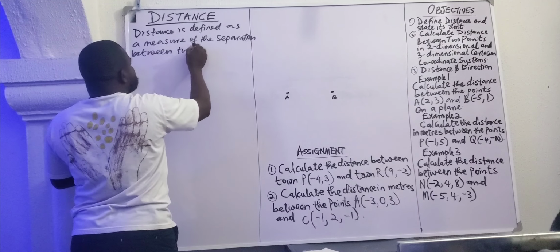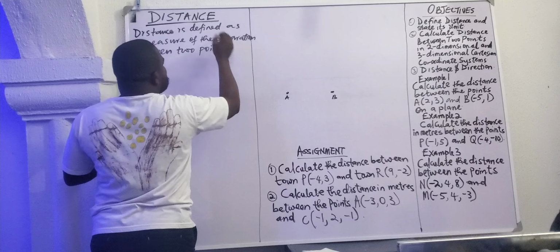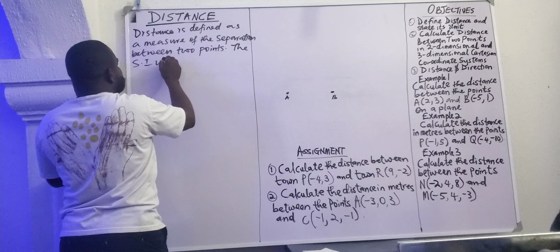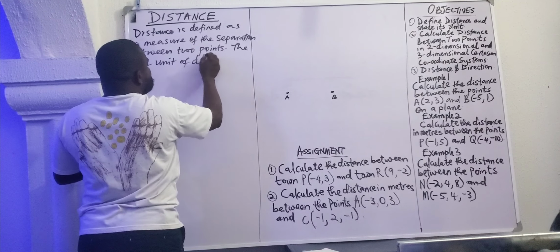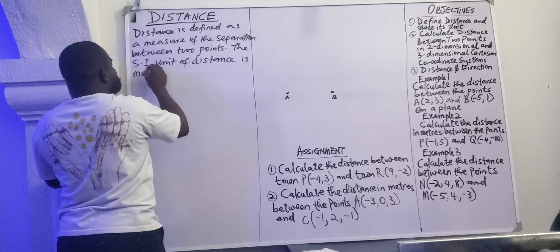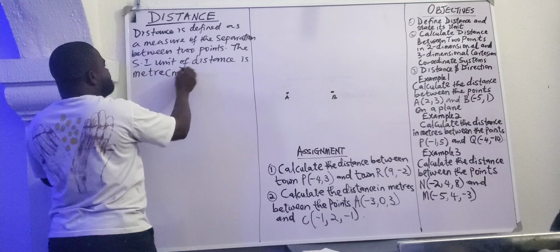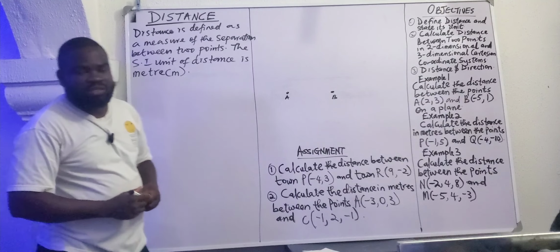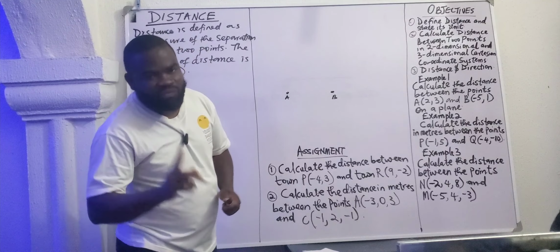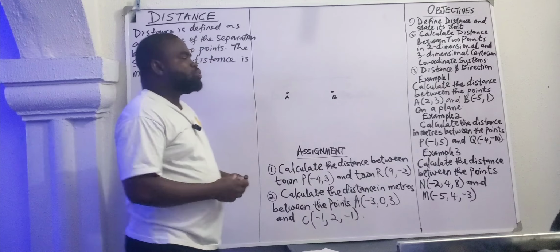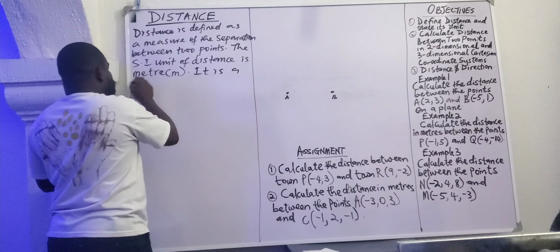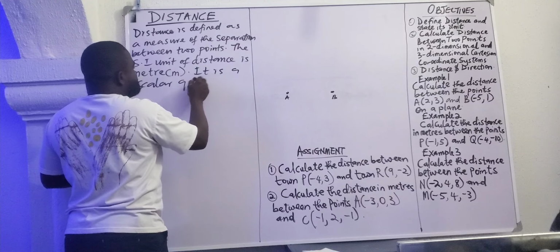The SI unit of distance is meter. We'll use small letter m to represent it. Distance is a scalar quantity. What does that mean? That distance has only numeric value, only magnitude, but no direction. So I said it is a scalar quantity.